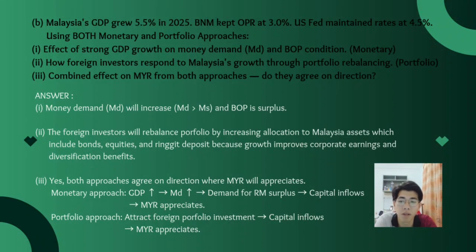1 Roman, money demand will increase and BOP is surplus. Roman 2, the foreign investor will rebalance portfolio by increasing allocation to Malaysian assets, which include bond, equity, and ringgit deposit, because growth improves corporate earnings and diversification benefit. 3 Roman, yes, both approaches agree on direction where Malaysian ringgit will appreciate.